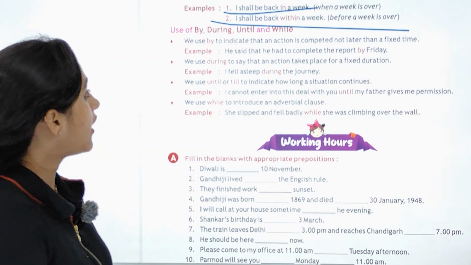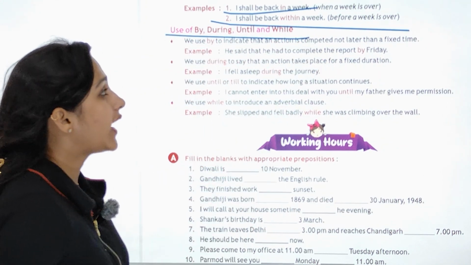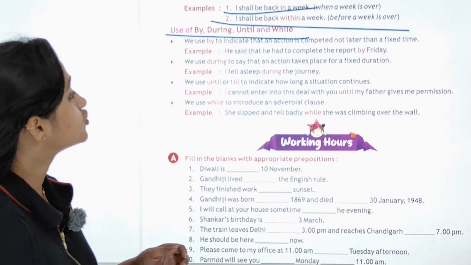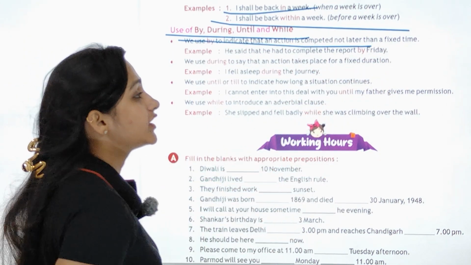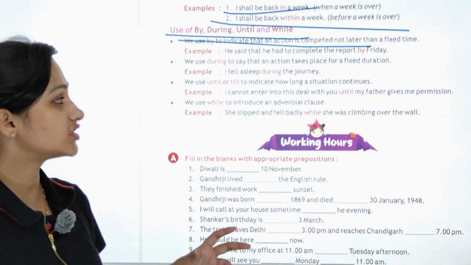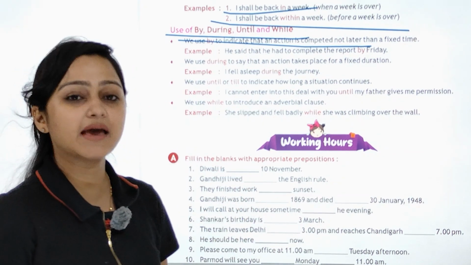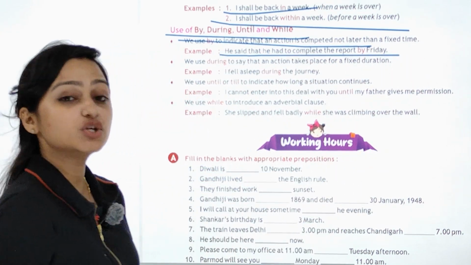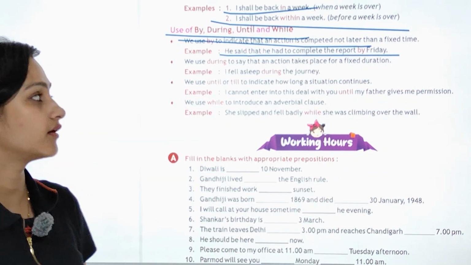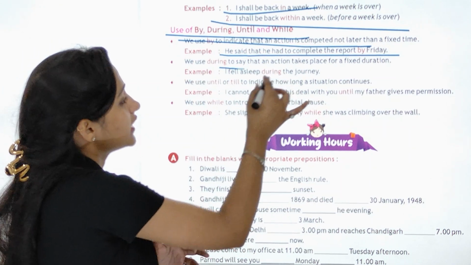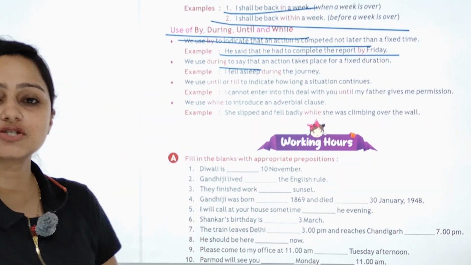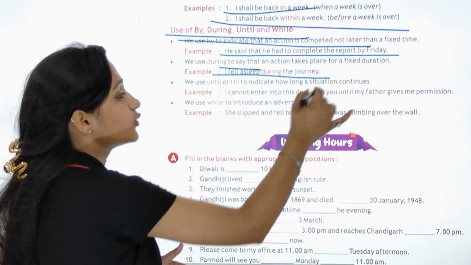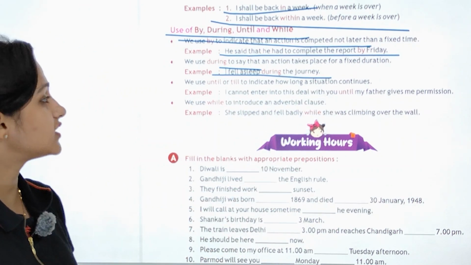So used by, during, until and while. By, during, until और while कहाँ यूज होती है? Prepositions आपकी used by to indicate that an action is completed not later than a fixed time. कि एक action complete हो गया मतलब एक fixed time से later नहीं. Like he said that he had to complete the report by Friday मतलब Friday तक. We use during to say that an action takes place for a fixed duration. कि एक fixed duration में एक action होगा. Like I fell asleep during the journey मतलब journey के चलते हुए.